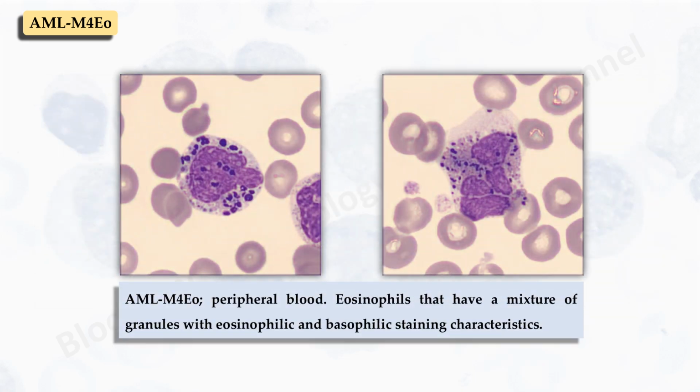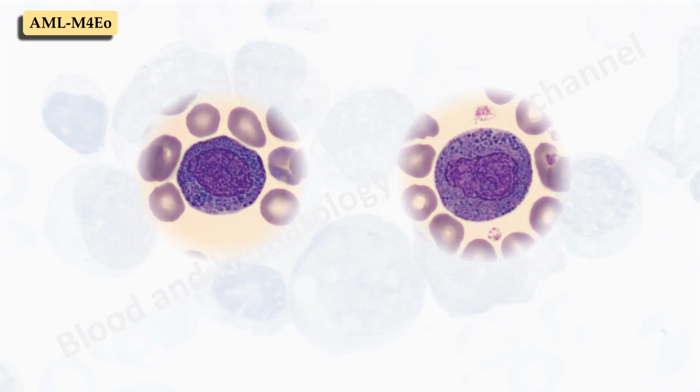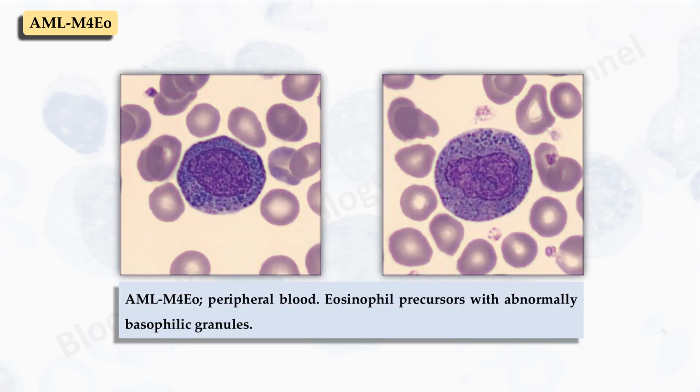Peripheral blood films of a patient with AML M4EO, showing eosinophils that have a mixture of granules with eosinophilic and basophilic staining characteristics. Peripheral blood films of a patient with AML M4EO, showing eosinophil precursors with abnormally basophilic granules.